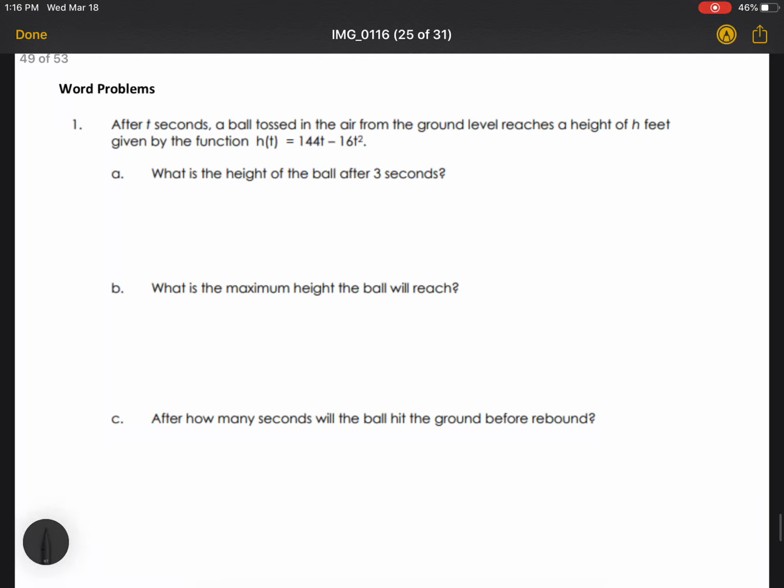Okay, some word problems about max height. After t seconds, a ball tossed in the air from ground level reaches a height of h feet given by the function h of t equals 144t minus 16t squared. What's the height of the ball after 3 seconds? You could put this in your calculator, graph it, and see if you can find where the graph is at 3 seconds. Another way to do this is just realize that seconds is being represented by t here. So if we take this function and plug in 3 for t and evaluate that, that'll tell us where the ball is at 3 seconds.